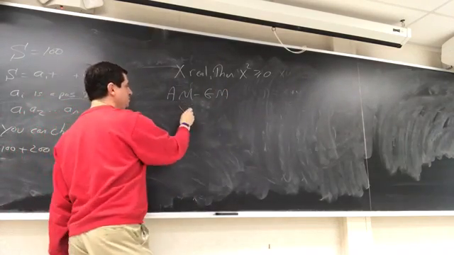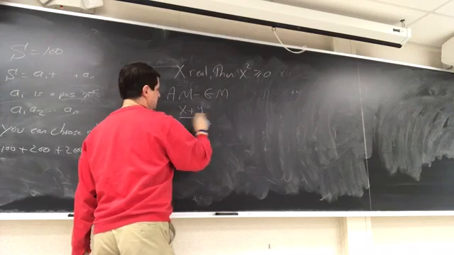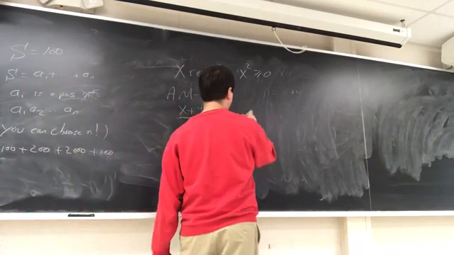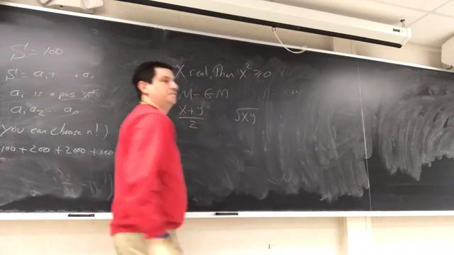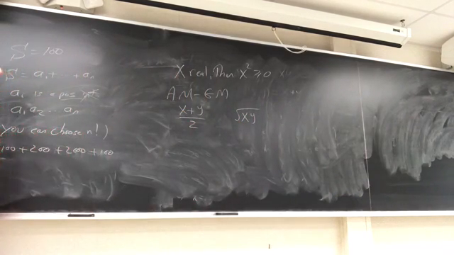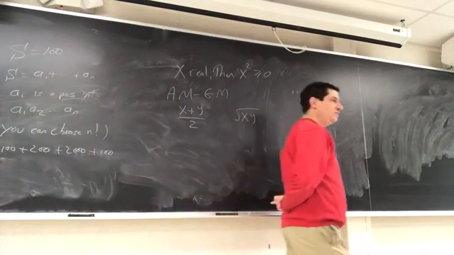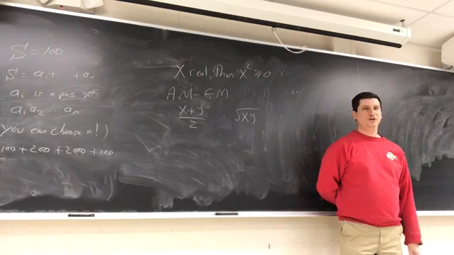The arithmetic mean of two numbers is their sum over two. The geometric mean is their product, then we take the square root. And the question is, which is larger? Arithmetic mean or geometric mean? Any thoughts as to how you would figure out which way the inequality goes?